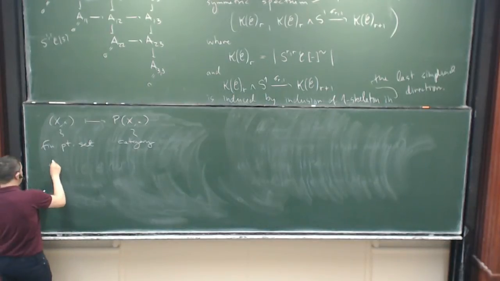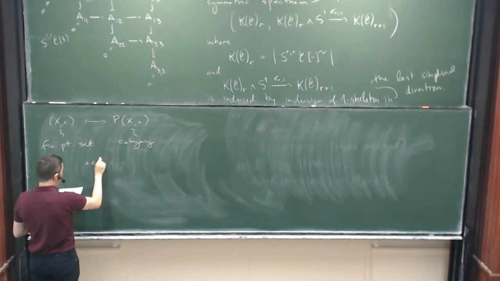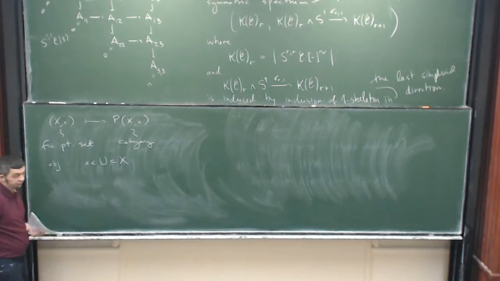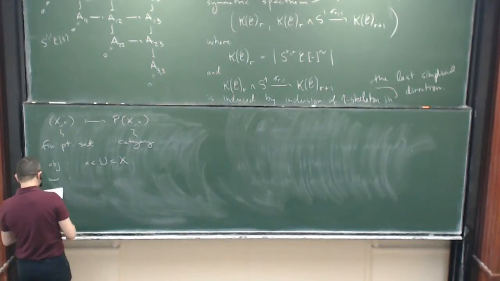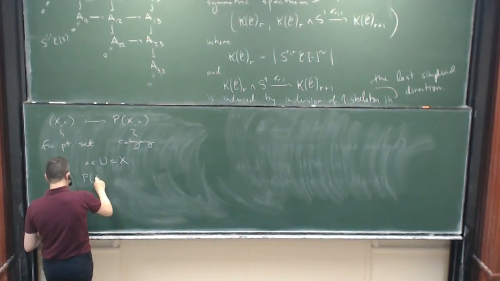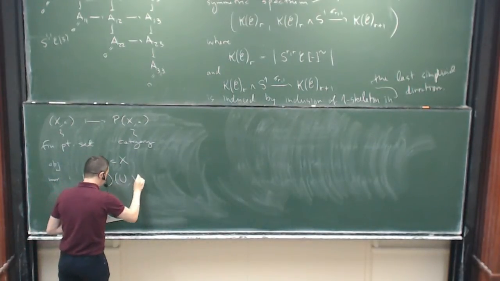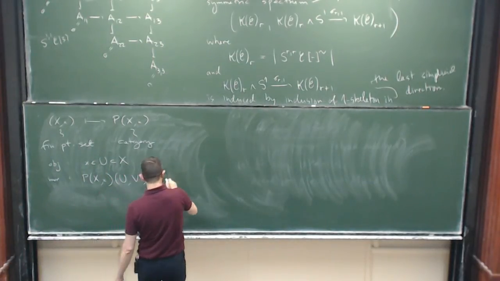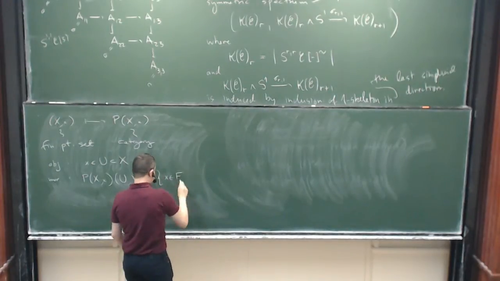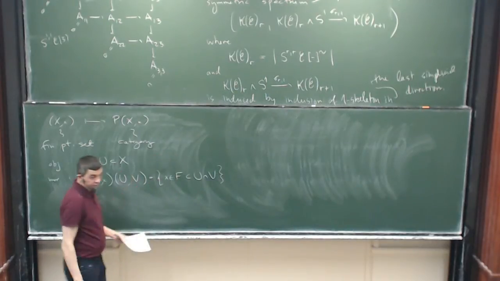Where the objects are pointed subsets of X. So these are subsets of X that contain the base point. And morphisms: the morphisms in this category from one such subset to another such subset is the set of all subsets of the intersection that also contain the base point.